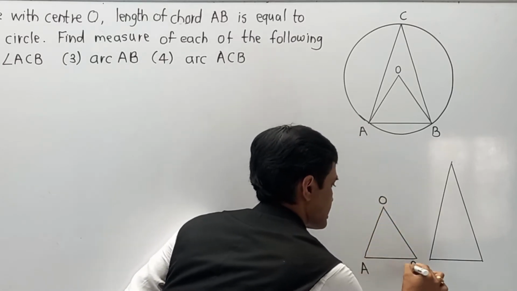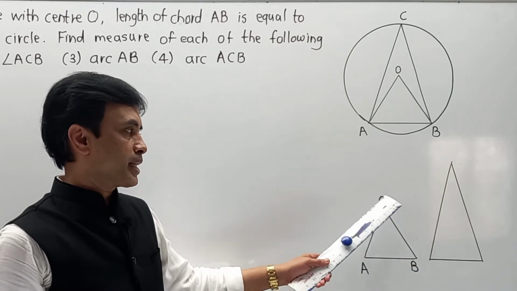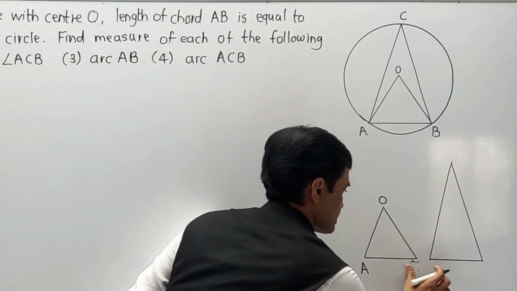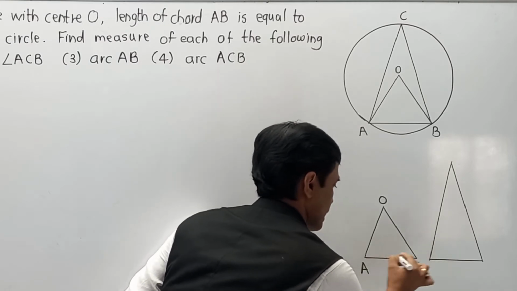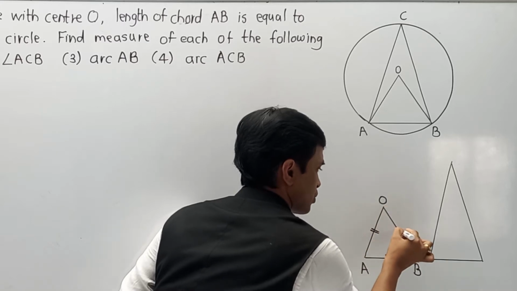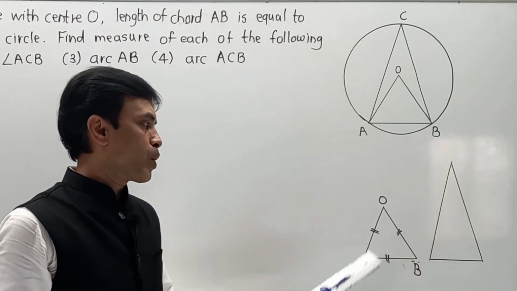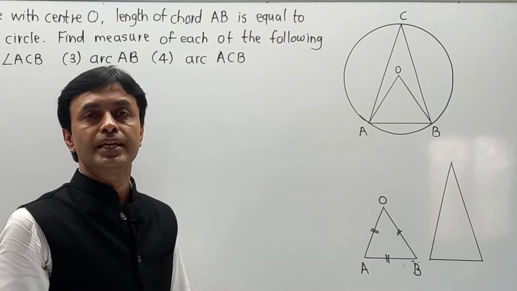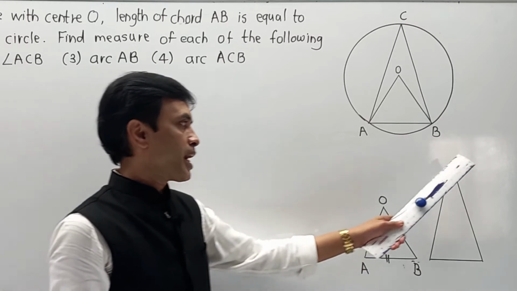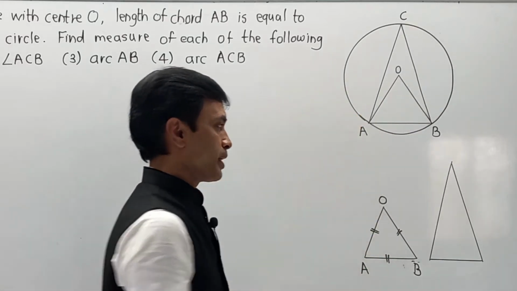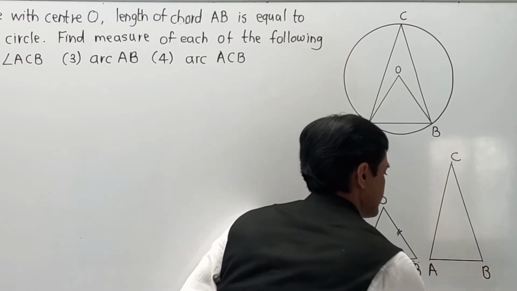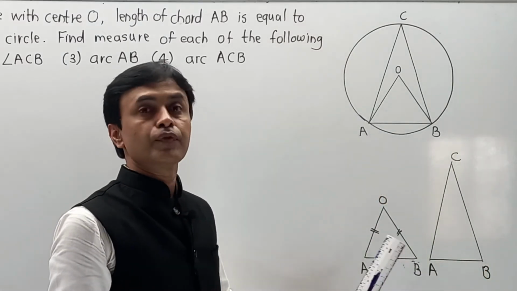The reason behind drawing triangle OAB separately is that they have given AB equal to the radius. In short, AB is equal to radius OA is equal to radius OB. So triangle OAB is nothing but an equilateral triangle. Next, another triangle is CAB. This is also over there. I have just drawn it for your understanding.